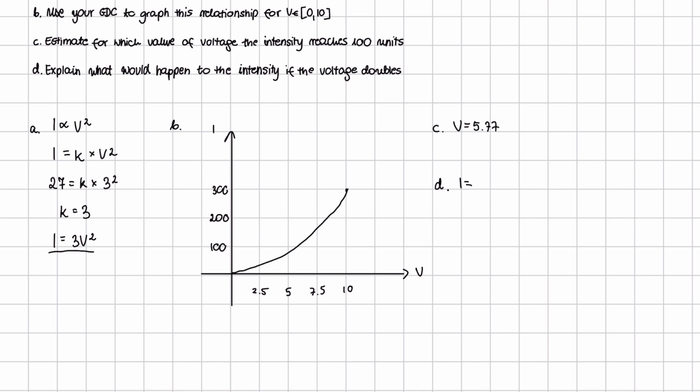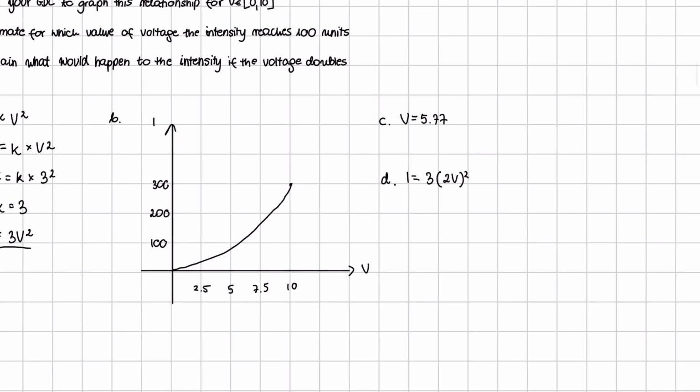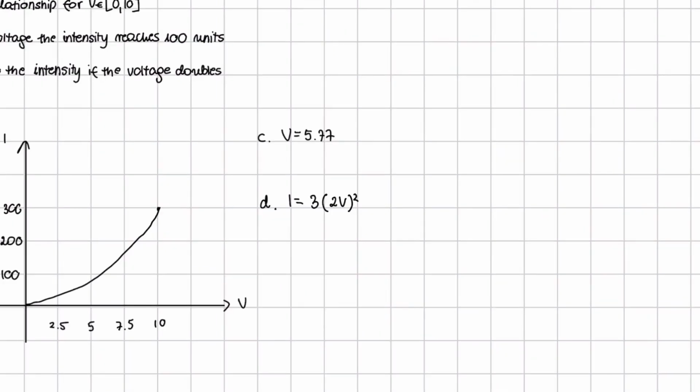So we have our 3, which is our constant, then times 2V in a bracket, and we have to remember that our V is squared. So we are doubling our V, so this whole 2V is squared, and now we can simplify it. So we have 3, which is our constant, then we have 4 because 2 is also to the power of 2, and then we have times V squared.